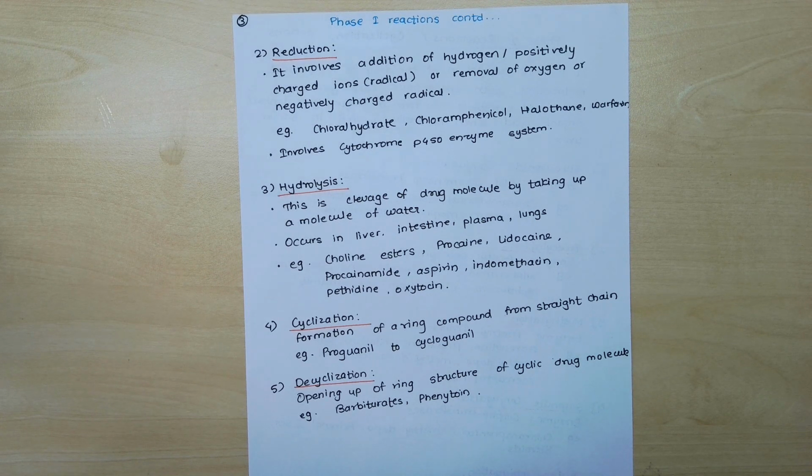Cyclization is the formation of a ring compound from a straight chain. Example of drugs: proguanil to cycloguanil. Decyclization is the opening of the ring structure of a cyclic drug molecule. Examples are barbiturates, phenytoin.